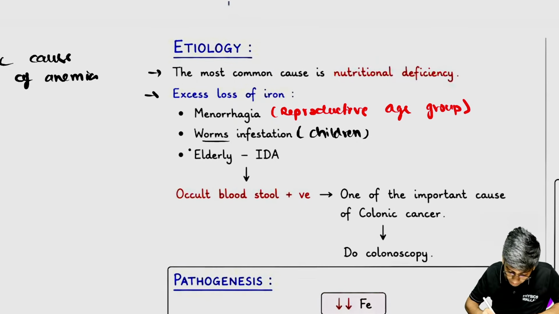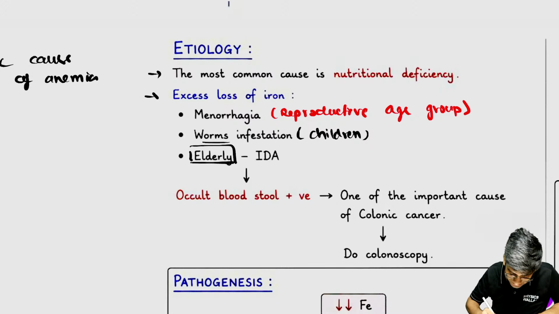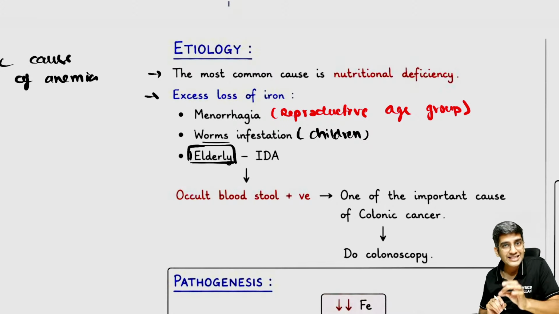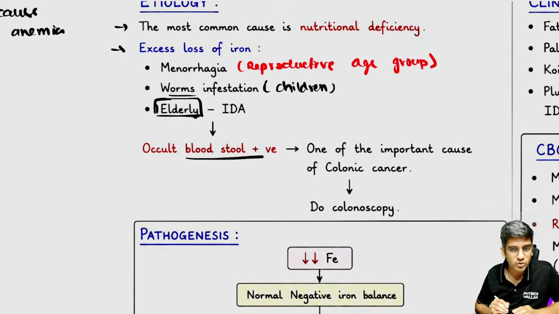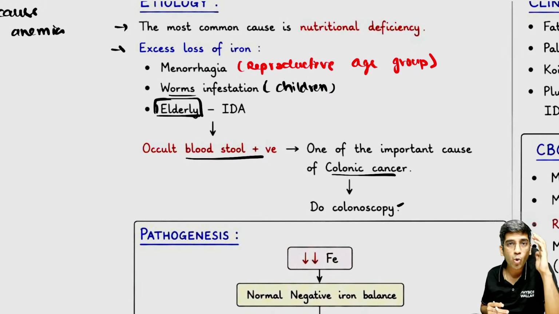And this is how most of the elderly IDA will present. This can be a clinical scenario. Okay, an elderly person presenting with iron deficiency anemia, the most common diagnostic step is to do an occult blood in stool. You have to do it. If it's positive, look for endoscopy for identifying colon cancer. Predominantly, old age iron deficiency anemia might be cancer related iron deficiency anemia only.